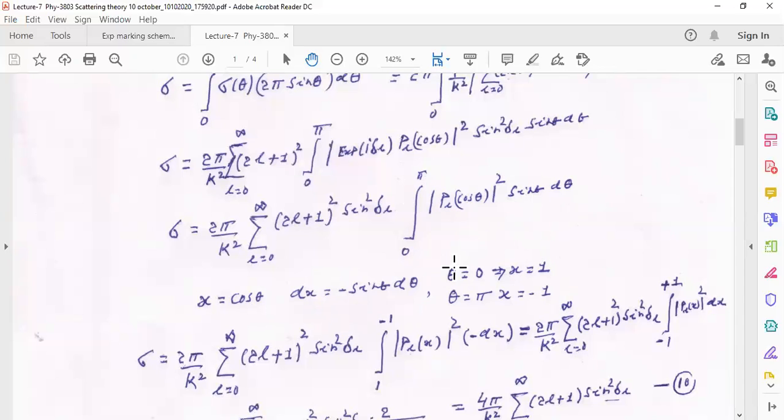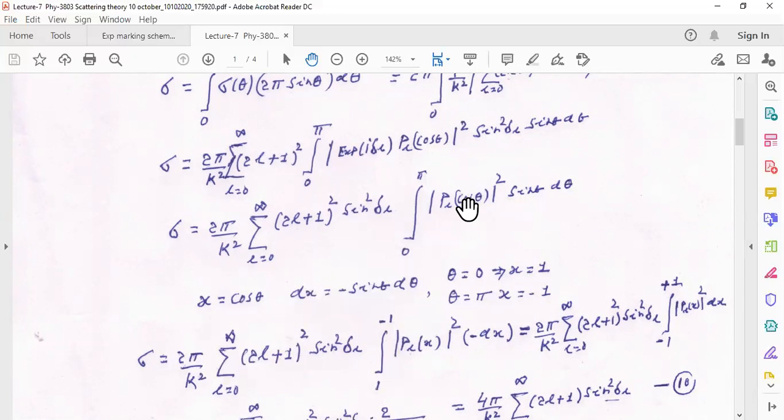So you see here in this expression, 2 pi over k square is remaining as it is. Then (2l plus 1) whole square remains as it is. You see sine square delta is remaining. Now when theta is equal to 0, x equals 1. Theta is equal to pi, x equals minus 1. So this is the lower limit and upper limit.